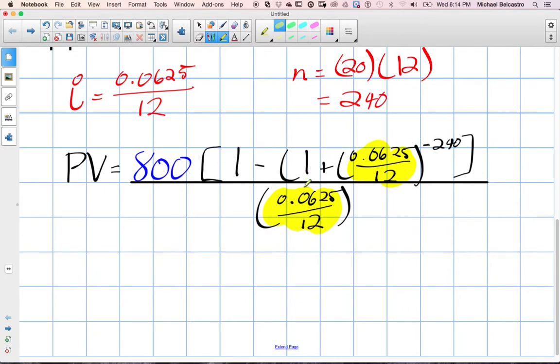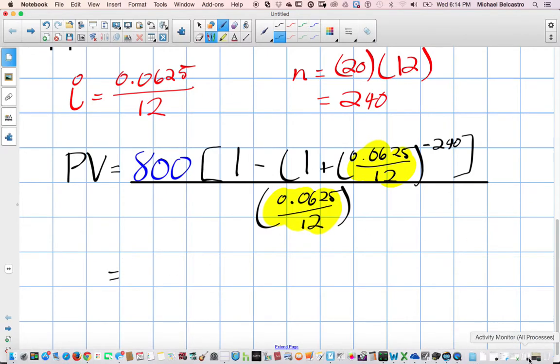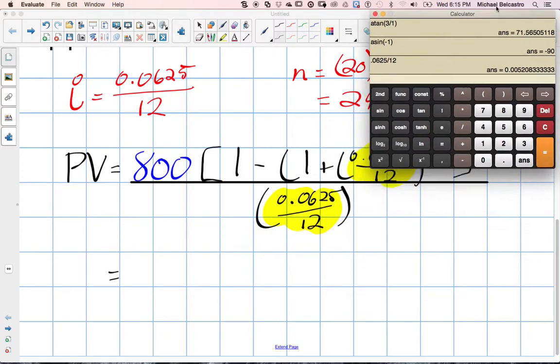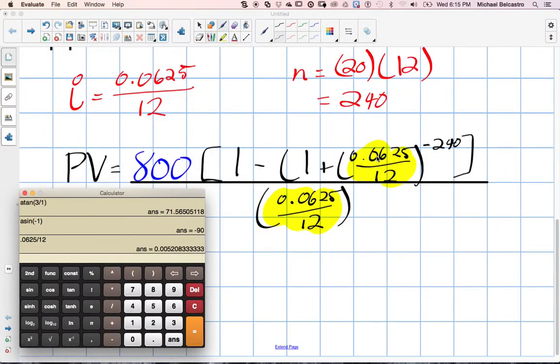But I'm going to try to put most of this into a calculator in order to see if we can get it to work. That's why I like to use that one. So let's see what we can do. We'll go through the process. We're going to start here, then we're going to add 1, and whatever number we get, we're going to put to the power of negative 240. Whatever that is, we're going to take 1 and subtract it. Then whatever that is, we can multiply by 800, and then whatever that is, we can divide by this. So we're going to do this in many, many steps.